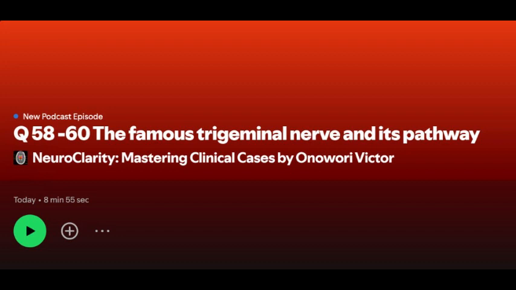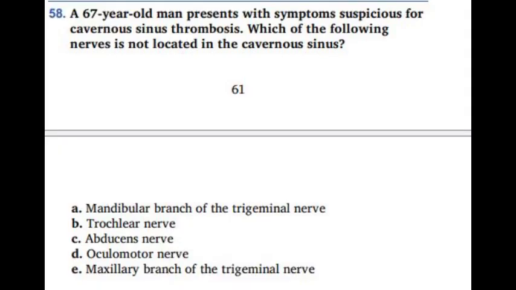I am a neurology applicant and I will be doing the Ching's comprehensive review in clinical neurology. We've done questions 1 to 57 and right now we'll be doing 58 to 16. So let's begin with 58. We have a 67-year-old man who presents with symptoms suspicious for cavernous sinus thrombosis. Which of the following nerves is not located in the cavernous sinus?